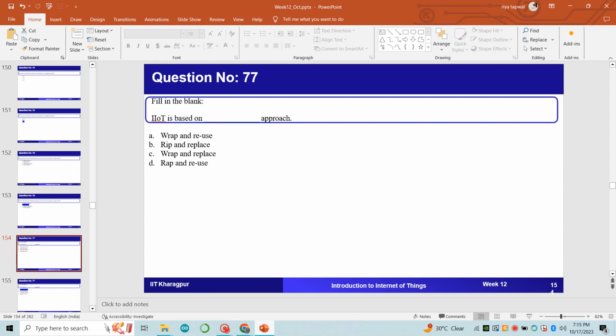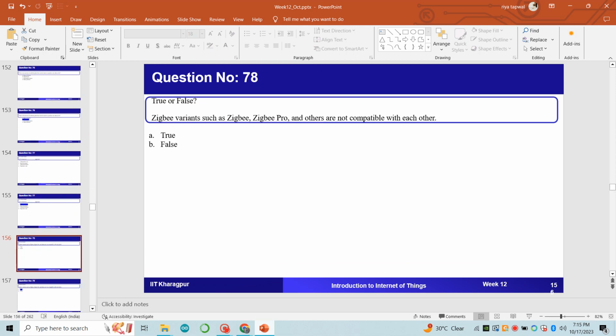Next question is fill in the blank. IIoT is based upon blank approach. Options are wrap and reuse, rip and replace, wrap and replace, wrap and reuse. Option A, wrap and reuse. Yes, it's option A, wrap and reuse.